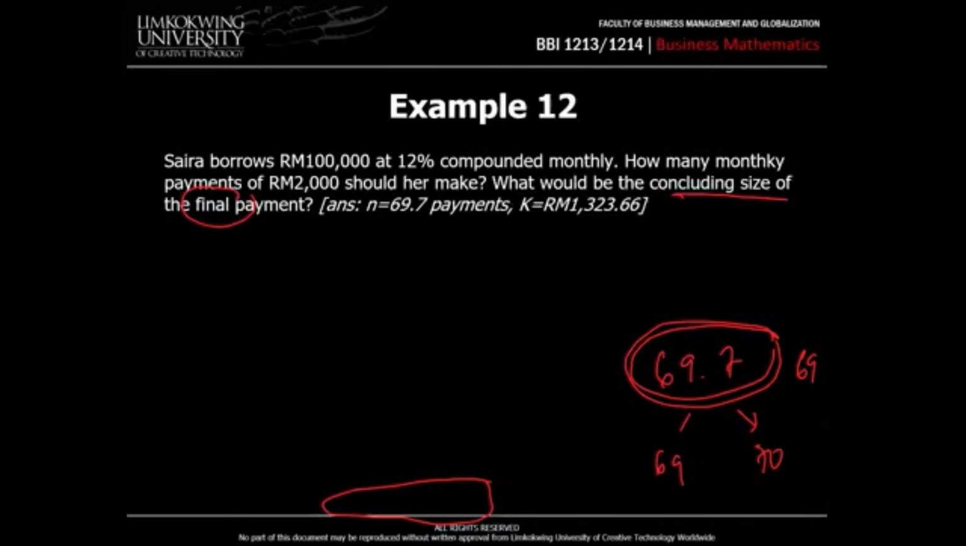Okay, so Saira borrows 100,000 at 12% compounded monthly. How many monthly payments of 2,000 should she make? What would be the concluding size of the final payment?